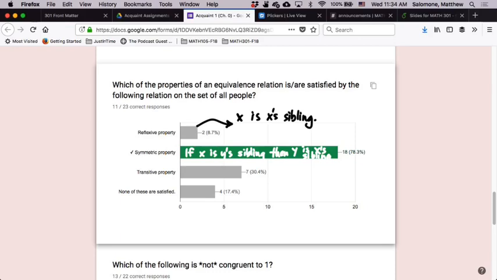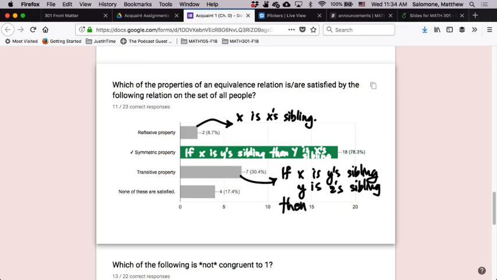So why were people pessimistic about the transitive property? How would the transitive property read in this example? If x is y's sibling, and y is z's sibling, then x is z's sibling. So what's the reason for the pessimism here? Why might this not be the case?